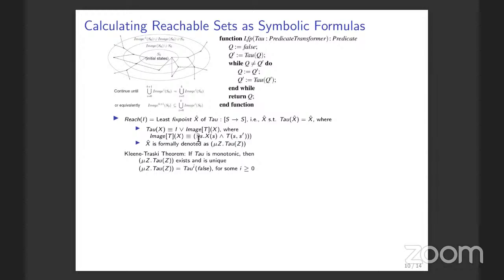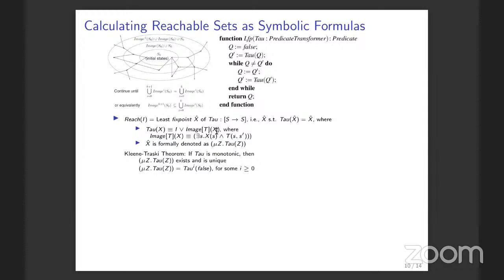Yes? You said the set of all states will be a fixed point. That is true. The set of all states is certainly a fixed point, I already told you. I'm asking if there is something else, some other fixed point. There are lots of fixed points.